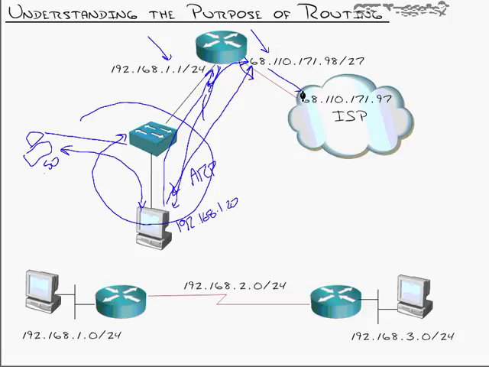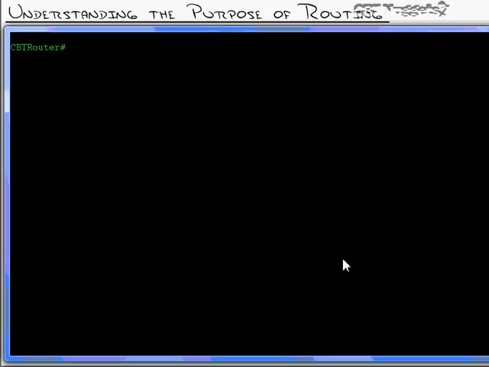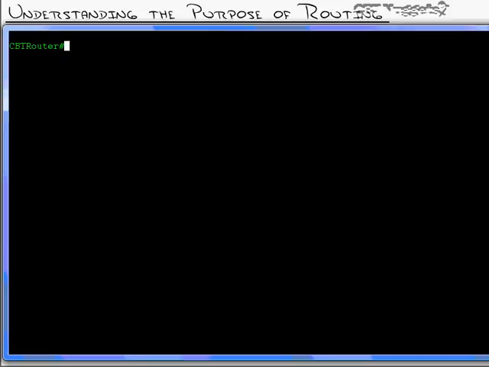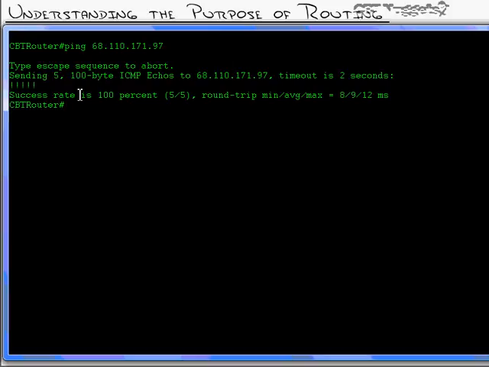The router is linked up to the internet service provider. From the router, I'm able to ping the internet service provider at 68.110.171.97. Let me do that. Ping 68.110.171.97. And sure enough, I've got 5 exclamation points, which means 5 success replies have come back.